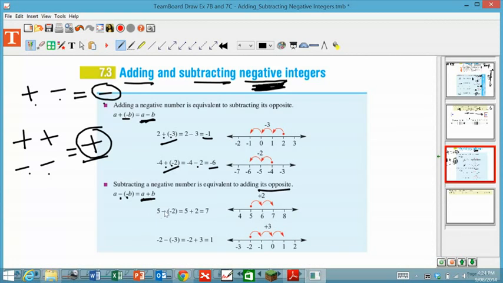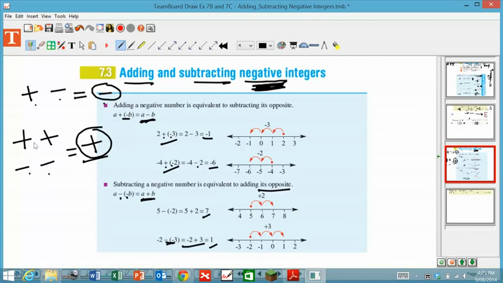So this example here, 5 minus -2, so the two negatives make a plus, so we end up with 5 plus 2, which then is easy, gives us a 7. Okay, or minus 2 minus minus 3. So these two negatives in here become a positive, so we end up with minus 2 plus 3. So we start at minus 2, we add 3, we get to 1.